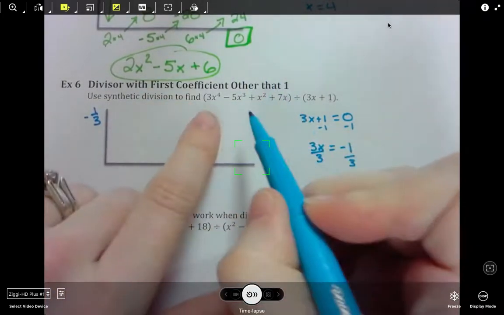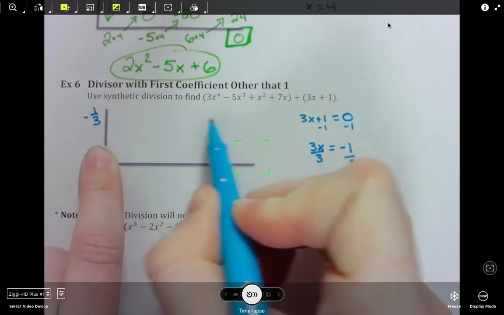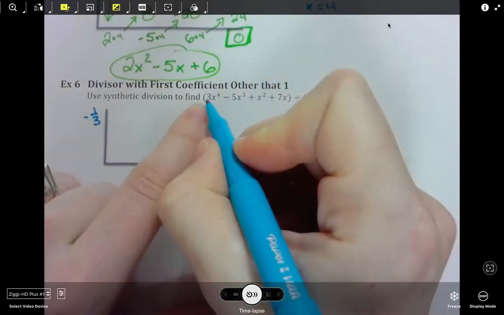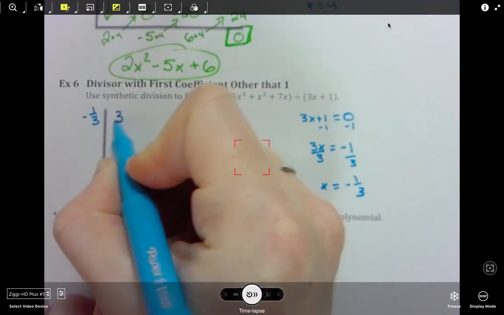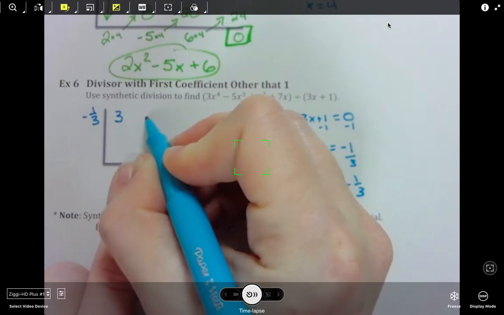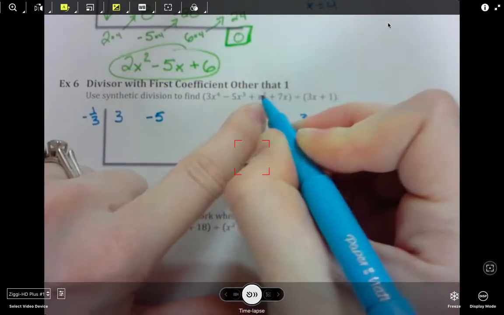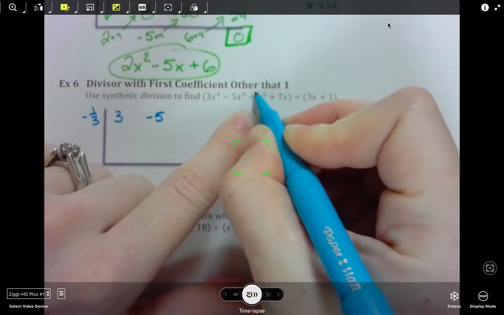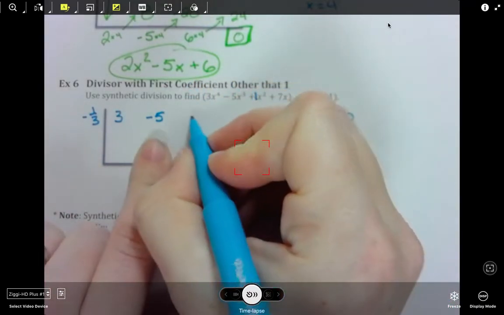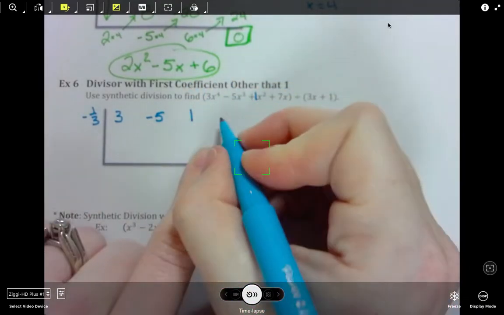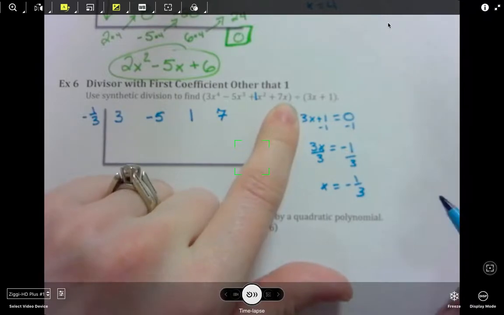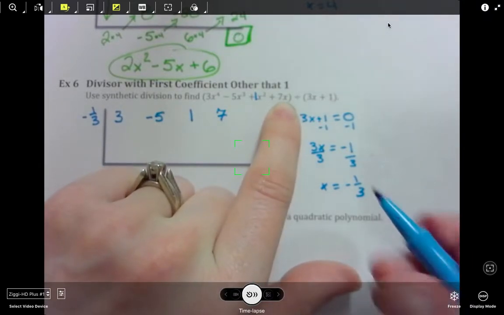All right, and then I put my coefficients out in front here just like this, okay? So 3 is my first number. 3 is going to go here. Negative 5 goes next, all right? X squared doesn't have a number in front of him, so I assume that it's 1. So I have 1x squared, and then I have a 7. Now, one more thing I'm going to add on to here.